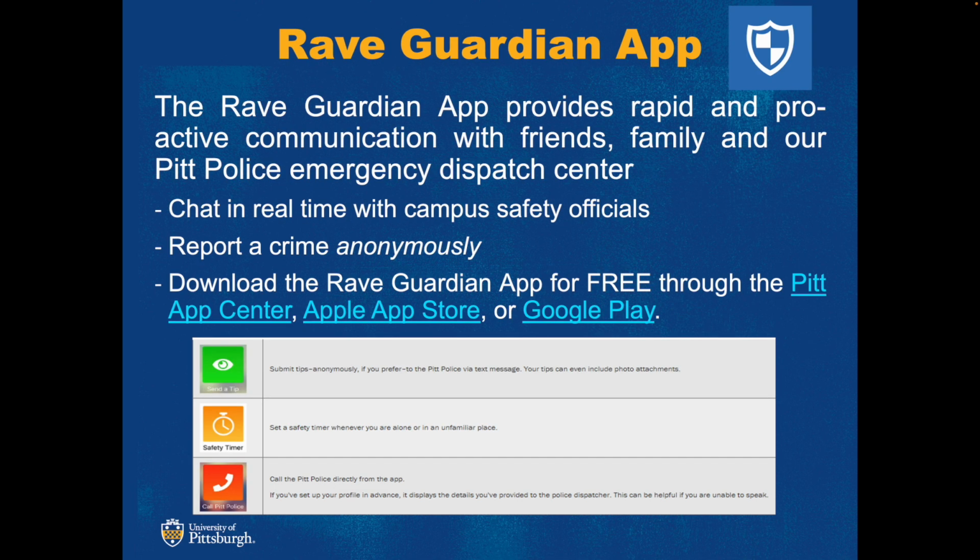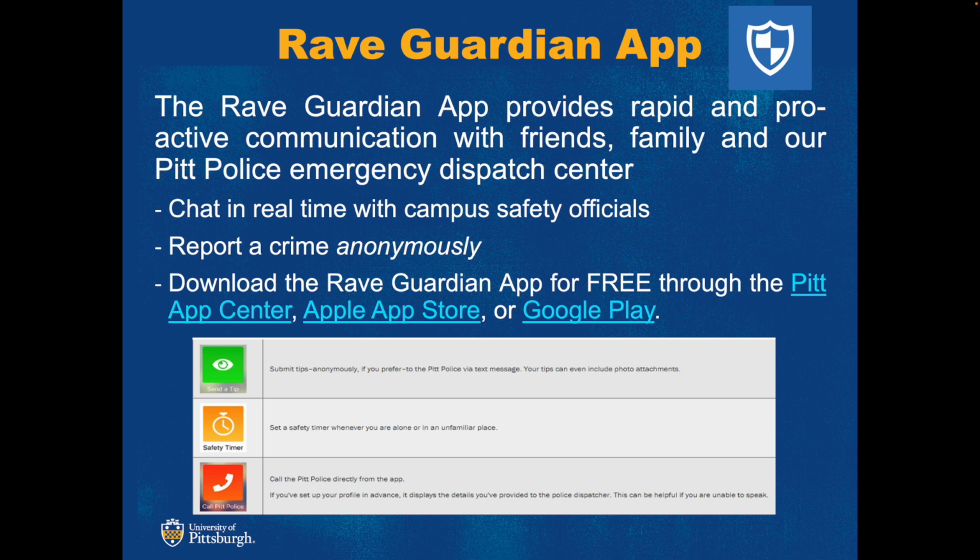The Rave Guardian app provides a way to rapidly and proactively communicate with your friends, family, and our Pitt Police Emergency Dispatch Center. You can use the app to set a safety timer whenever you are alone or in an unfamiliar place, to chat in real time with campus safety officials, and to report a crime anonymously.